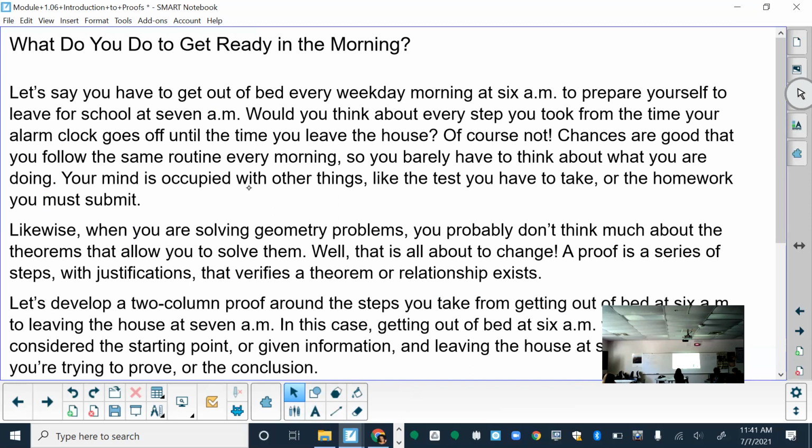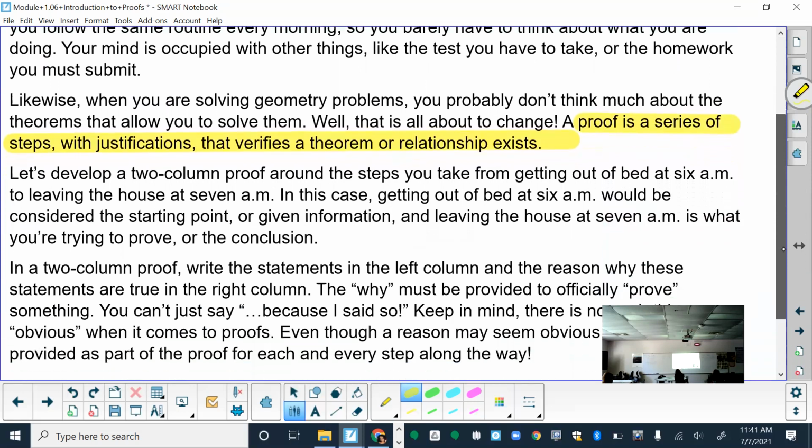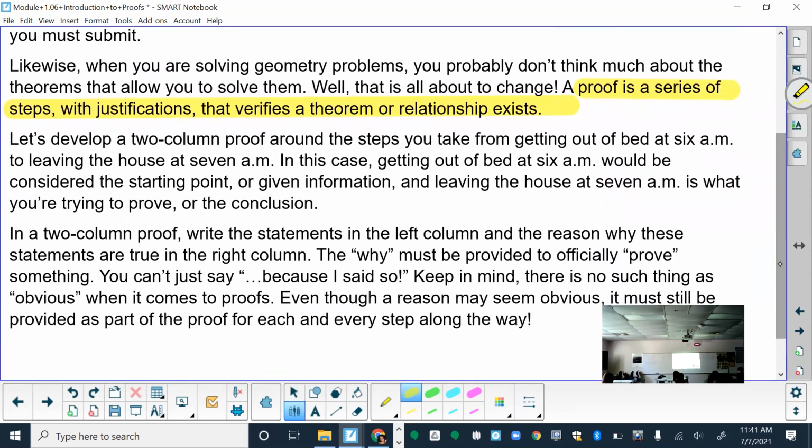So a proof, this is the part you would highlight. A proof is a series of steps with justifications that verifies a theorem or relationship exists. So we're going to create a 2-column proof for your routine when you're getting out of bed at 6 a.m., right, and getting ready to go to school.